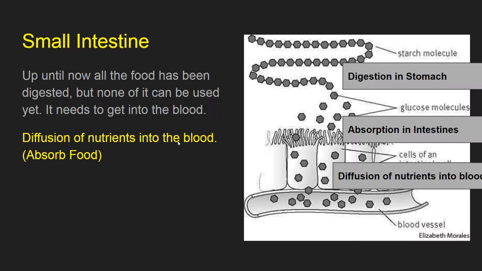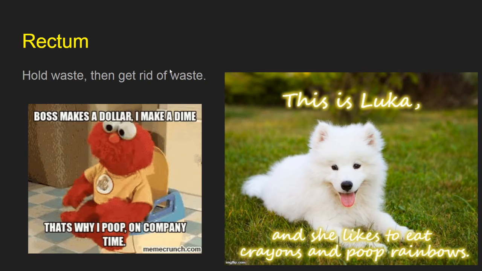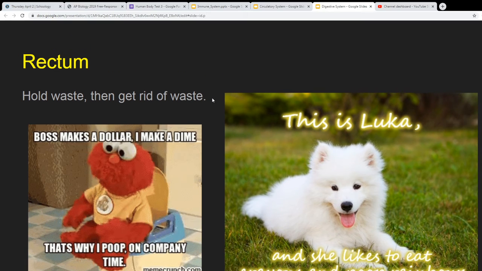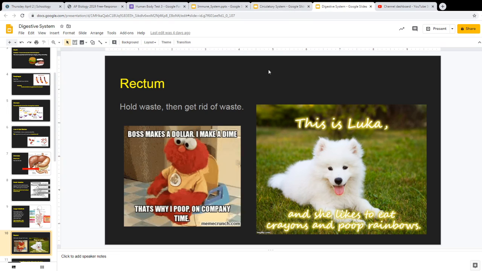The pancreas, we've talked about making insulin. Inside the small intestine, we need to absorb those nutrients that we've digested. Inside the large intestine, we need to absorb the water that we've used. And then the rectum holds it till you got to be rid of it. Boom. Done. There we go.